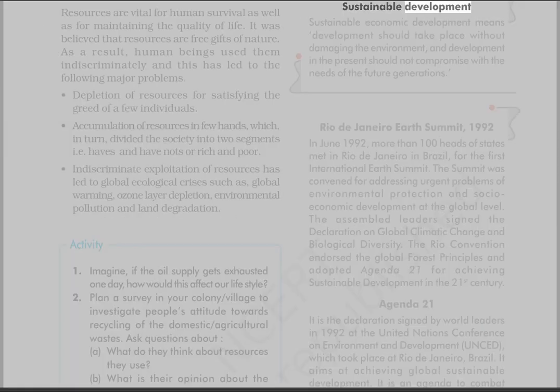Sustainable development. Sustainable economic development means development should take place without damaging the environment, and development in the present should not compromise with the needs of the future generations. Rio de Janeiro Earth Summit, 1992.